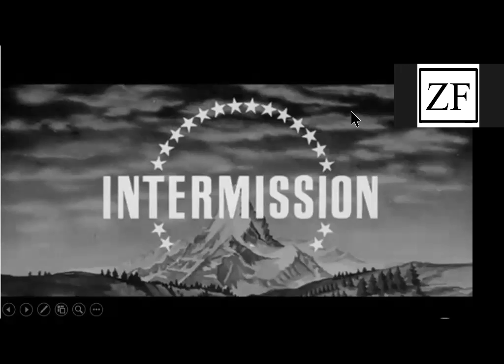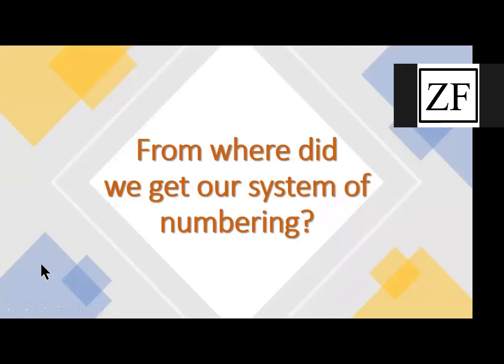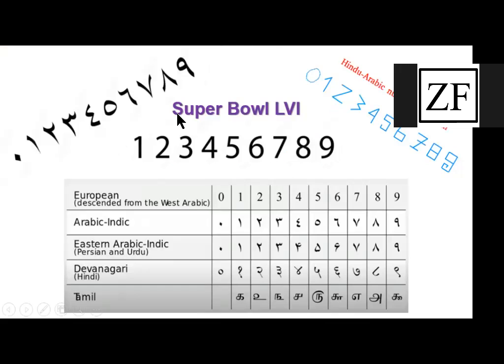Okay. So before we start this one, I got an intermission, talking about the letters in the alphabet. Where do we get our numbering system? We all use numbers in English. Where do we get our numbers from? Okay, so in the past, for example, Super Bowl, lovey. What's lovey? Okay, what are these things? Well, this came from here, which came from here, which came from here.